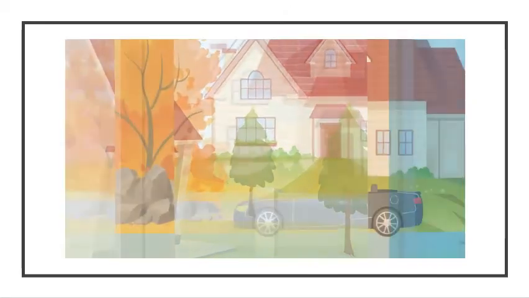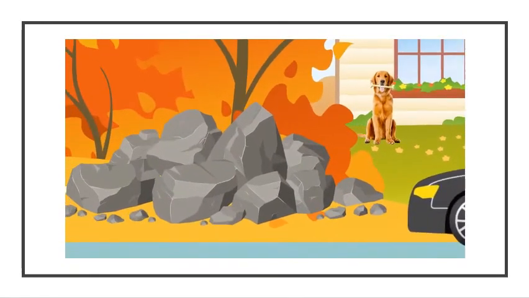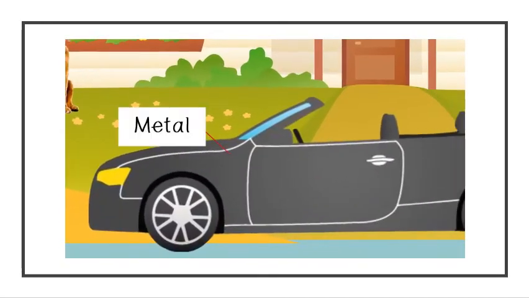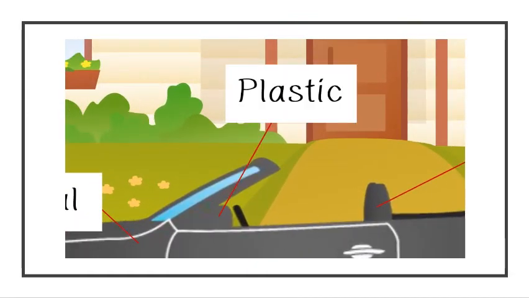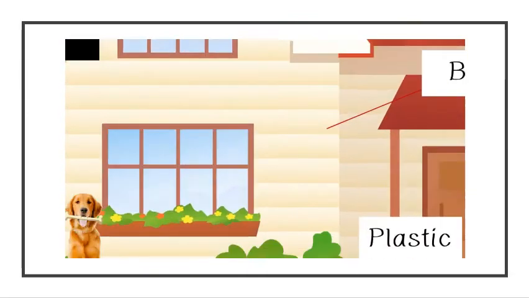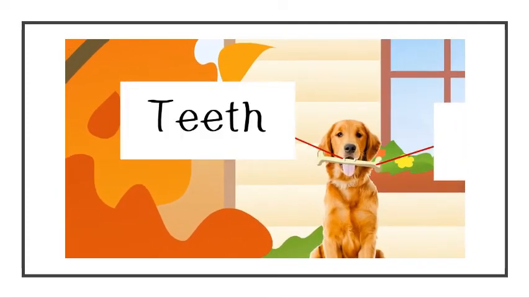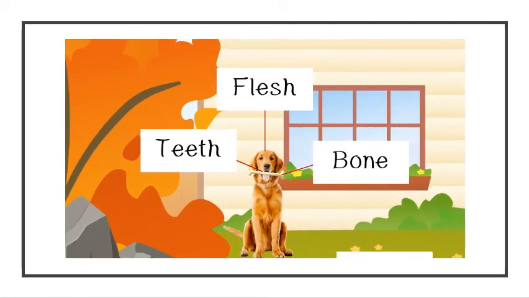Other examples of opaque materials include stone, metal, rubber, leather, certain plastics, bricks, bone, teeth, and flesh.